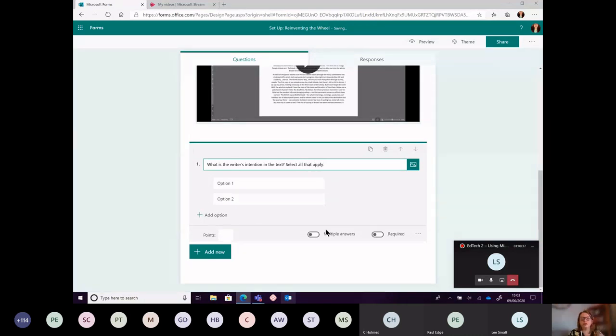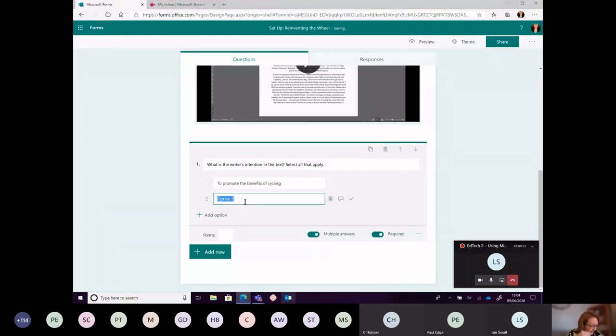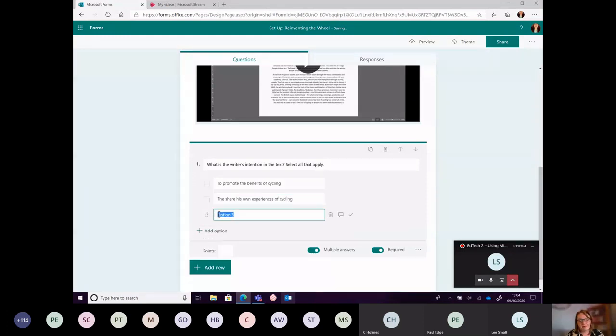So as you can see, this is going to be a multiple choice question, so it's important I tick at the bottom that multiple answers will be needed, and also it is a required question, it's not optional for the pupils. So option 1, we could have to promote the benefits of cycling. We could have to share his own experiences of cycling. We could add another one, to persuade readers to not take up cycling.